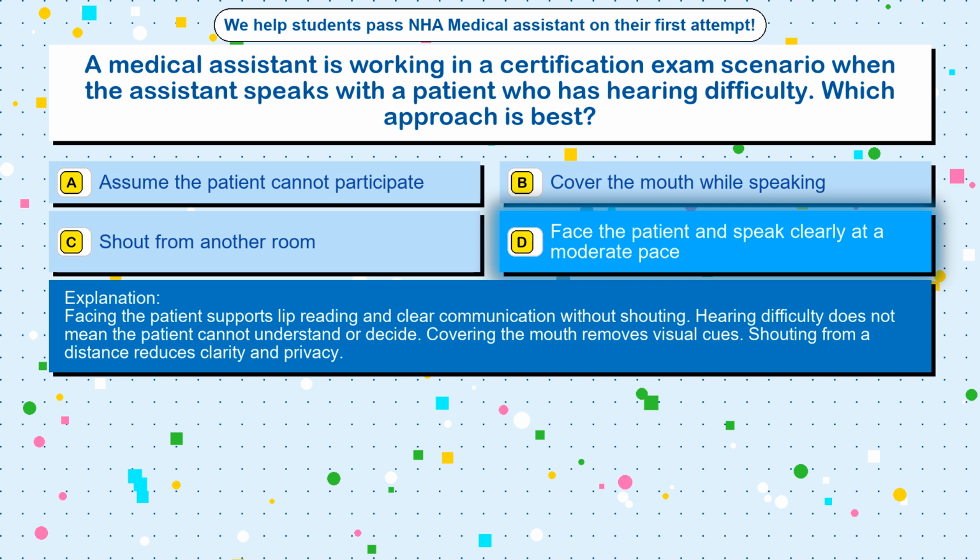Facing the patient supports lip reading and clear communication without shouting. Hearing difficulty does not mean the patient cannot understand or decide. Covering the mouth removes visual cues. Shouting from a distance reduces clarity and privacy.